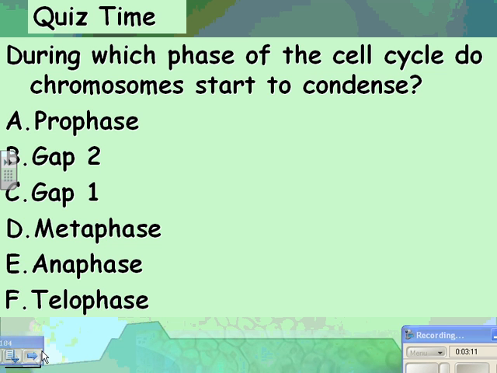During which phase of the cell cycle do chromosomes start to condense? Prophase. During which phase of the cell cycle do chromosomes start to decondense? Telophase.